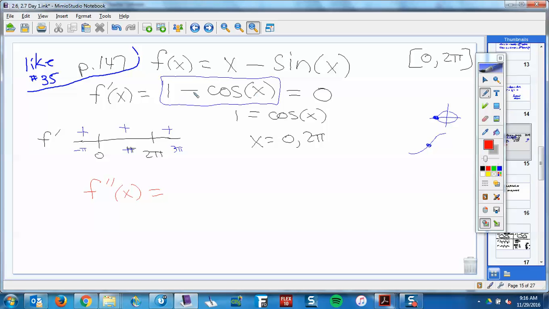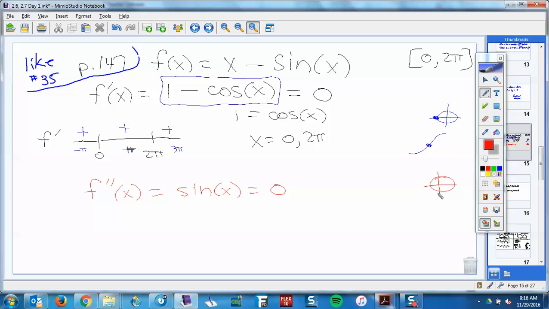And what's the derivative of cosine? Well, it's going to be negative, but I just asked the question, what's the derivative of cosine? Negative sine, but there's a negative in front of it already, so it's going to turn to positive sine. So the second derivative here is just sine. And then we've got to set that equal to 0. So where does sine equal 0?